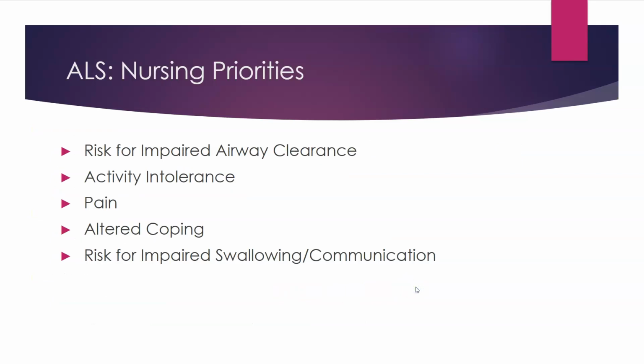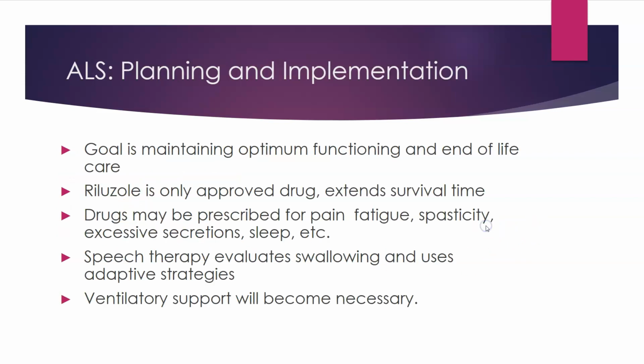So what do we do for this? Nursing priorities: impaired airway clearance is a big thing. As they lose muscle strength of the diaphragm and their upper airways, they're going to have problems with coughing, swallowing, and breathing, and we want to support that as much as possible. They could have some activity intolerance, some discomfort or pain, and then of course altered coping with this.